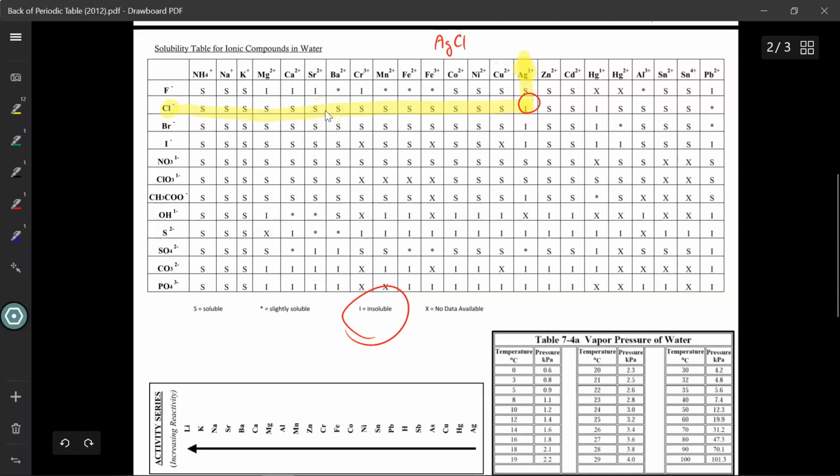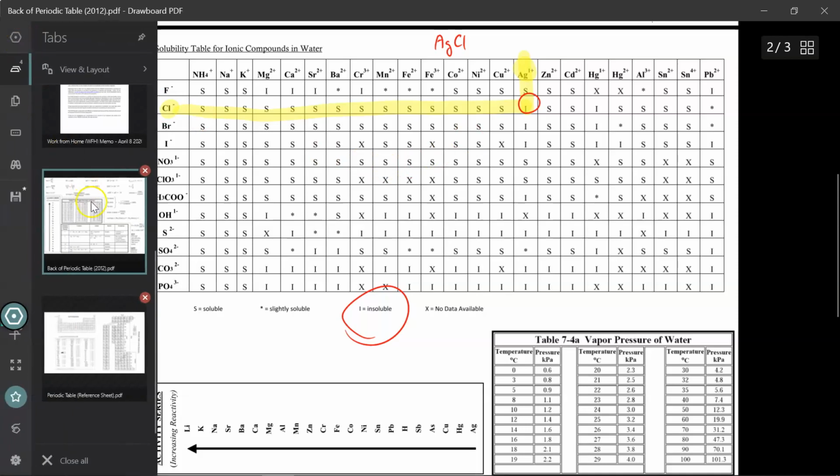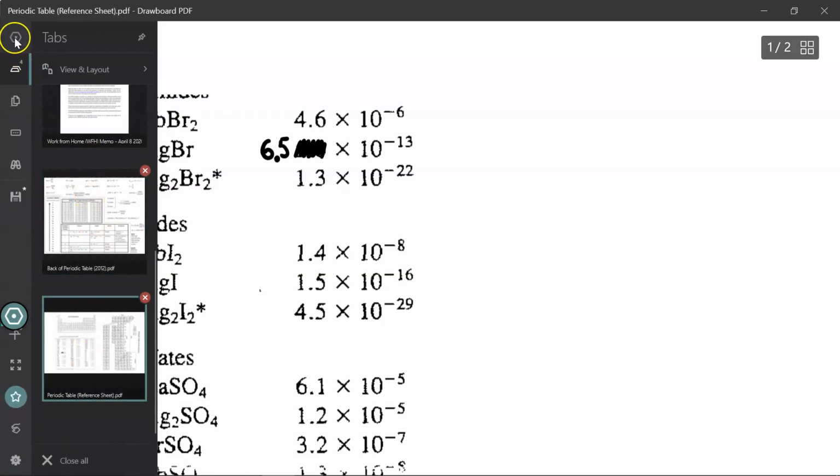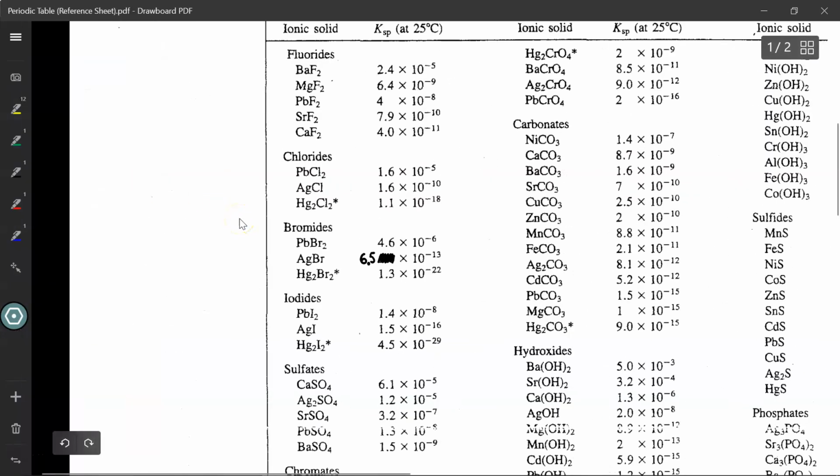But remember, just because something is considered to be insoluble doesn't mean it doesn't dissolve, it just means very little of it dissolves. So if there's very little of it in the first place, then you might not actually make a precipitate. It may still dissolve completely in the solution if it's a small enough quantity. And that's why we have to take into consideration the KSP values over here.